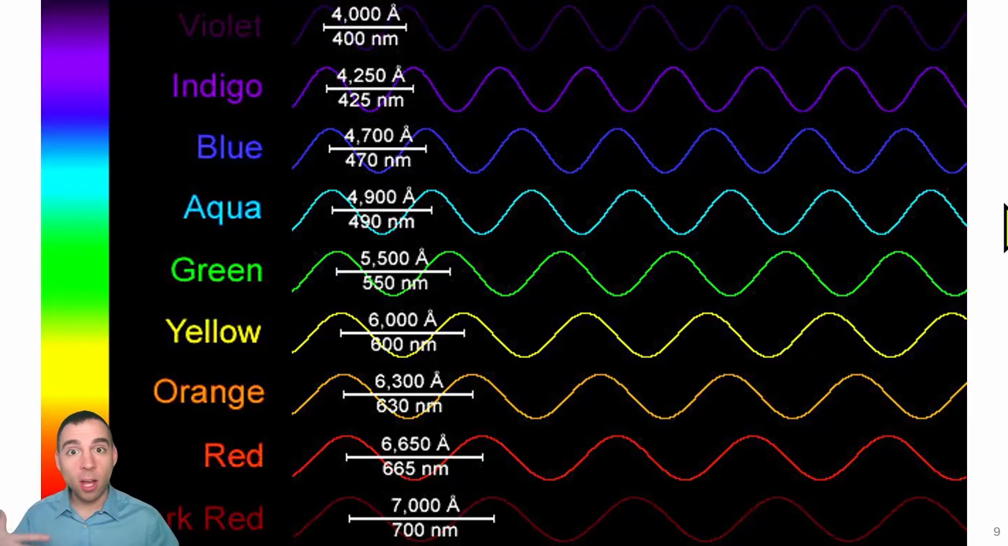Here's another image to help you visualize how different colors show up as different wavelengths. We can see that the purple colors have a much shorter wavelength than the red colors, which have a much longer wavelength. And remember, for the visible spectrum, we're talking about light waves with a wavelength on the scale of nanometers, 100 nanometers or so. So make sure that you know how to use your metric prefixes, because these wavelengths you will still want to convert to the standard unit of meters.